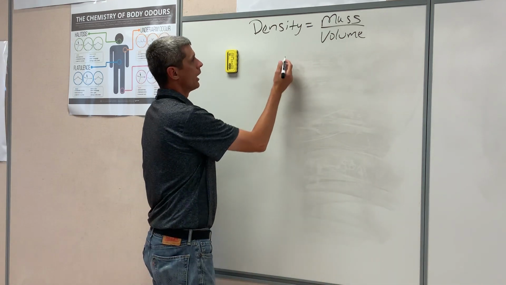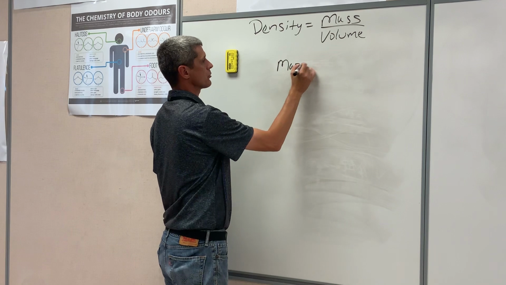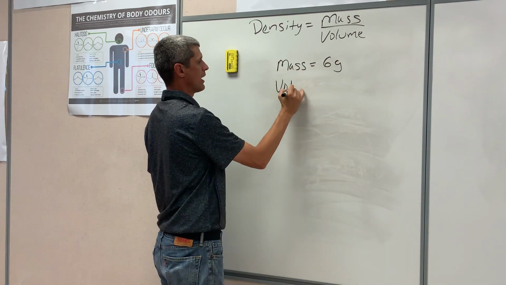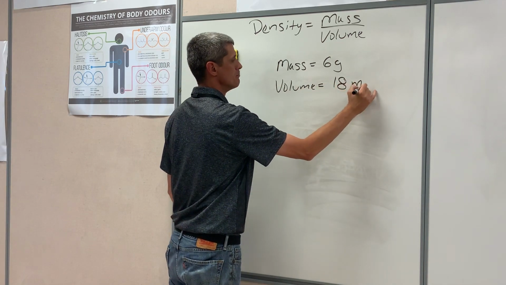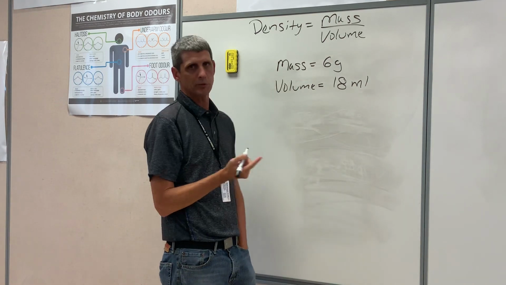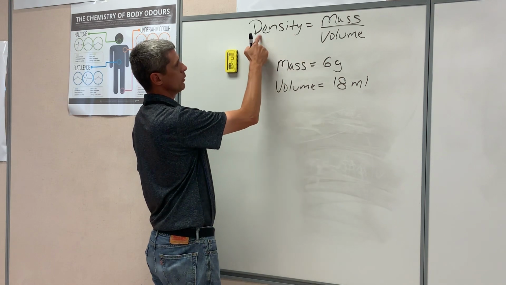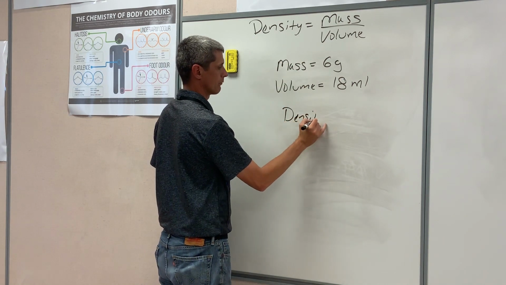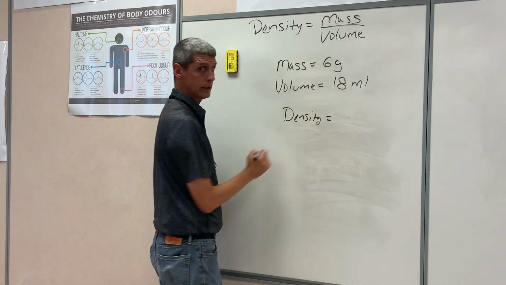Okay, so the first one is usually really easy for the kids. Let's say I'm given the mass, and the mass is 6 grams. And let's say the volume of this particular item happens to be 18 milliliters. And we use milliliters when we're dealing with a liquid, so we're pretending that we have a liquid in this problem. Now, pretty easy. Plug in what you know. Well, density, I don't know it, so I just go ahead and write D. Then I look at my equation, it says equals, so then I write equals.